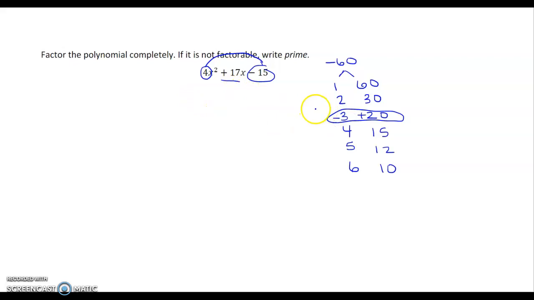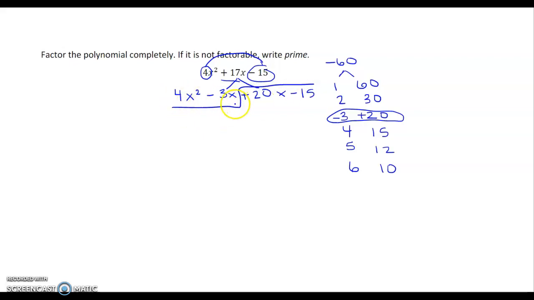So what we'll do is we'll take those and we're going to rewrite this equation to 4x squared minus 3x plus 20x minus 15. Notice negative 3 and 20, it's the same equation. Those still add up to positive 17, but we're just rewriting it. Okay, now what we can do is we're going to do our factoring by grouping.